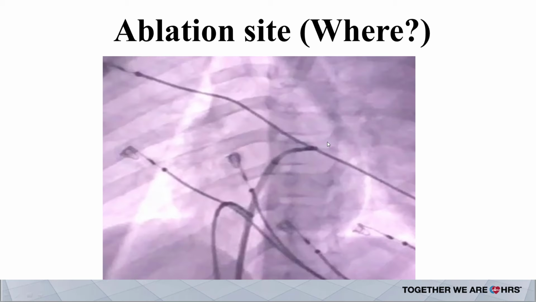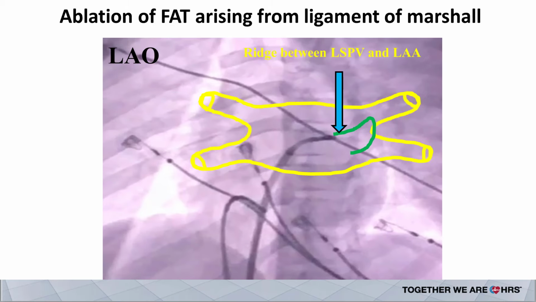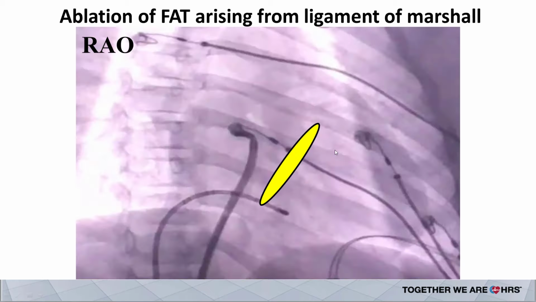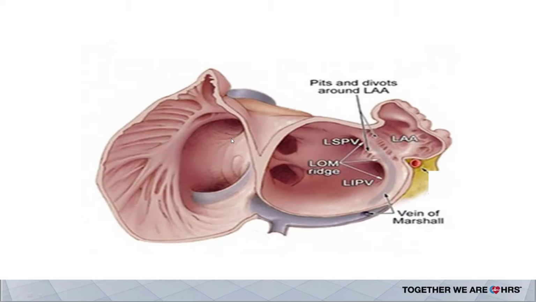And this is the site where we ablated it. And from this diagram, we diagnosed that we ablated her at the ligament of Marshall. And we have some good cases with atrial tachycardia arising from the ligament of Marshall. This is the left anterior oblique view, and this is the right anterior oblique view looking posteriorly. This is the ligament of Marshall, which is the extension of the ridge between the left atrium and the pulmonary veins, and ends up here in the body of the CS.